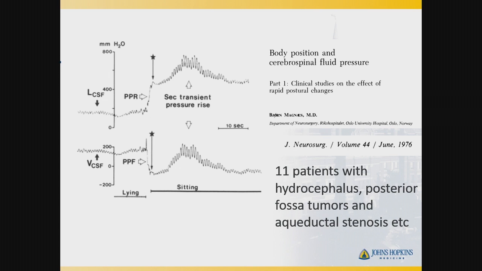And at this point, marked with a star, the patient sat up. And what you can see is when you sit up, the lumbar CSF pressure goes up and stays up, whereas the ventricular pressure has a steep fall. There's a slight transient rise, but then it stabilizes, and if you look at it, below 0. So pressures in your intracranial compartment fall below 0 in the upright position.